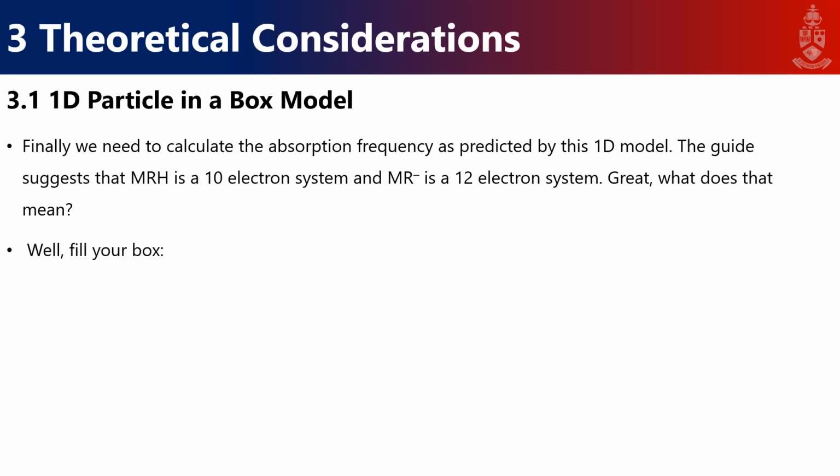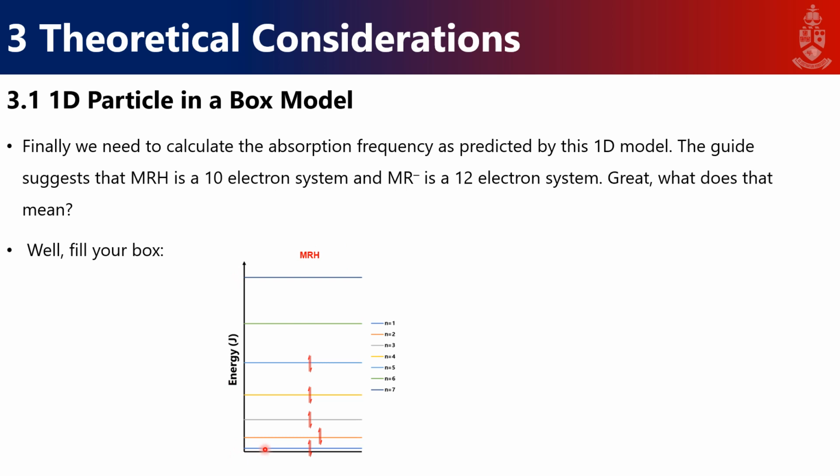What are we going to do with that? We want to calculate the absorption frequency. In terms of absorption frequency, we're looking at an electron transition from its highest occupied state to an excited state. So what is the energy required to make that movement? It says in the Prac manual that MRH is a 10 electron system and MR minus is a 12 electron system, which we can use by filling our particle in a box system.